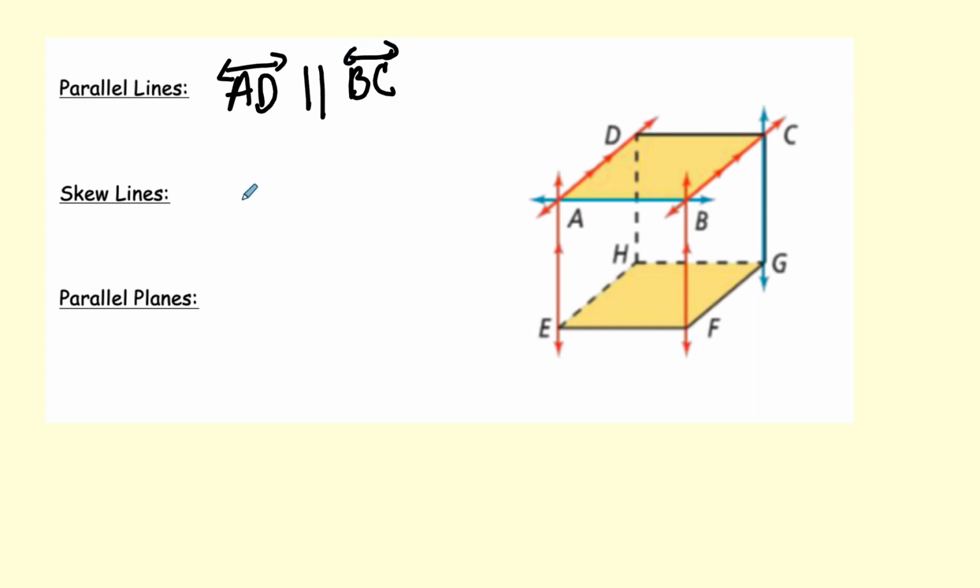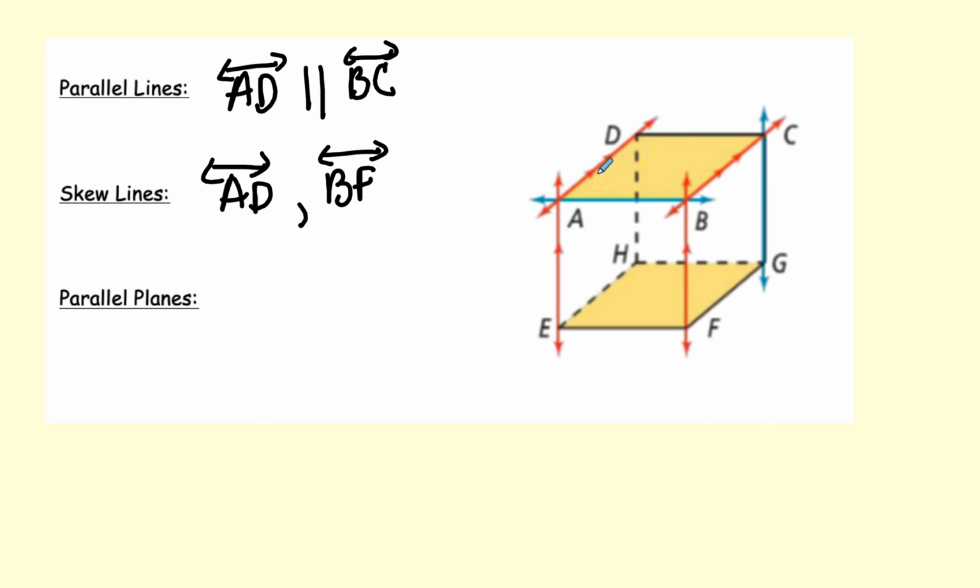Skew lines would be two lines that do not intersect. We can still go ahead and take line AD, but we want another line that is not in the same plane, so we can use line BF. There is no symbol for skew. We just write a comma. Those are two skew lines.